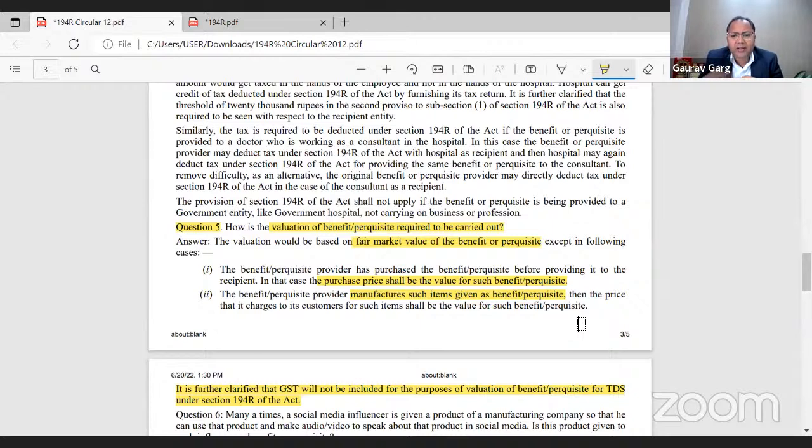In cases other than this, the fair market value of the benefit or perquisite that we are giving will become the value for the purpose of TDS. Secondly, very importantly, while computing the value for the purpose of TDS, we need to exclude the GST portion if there is any GST portion in that purchase price or in that sale price. Any question on question number 5? Any point which any of you wishes to discuss?